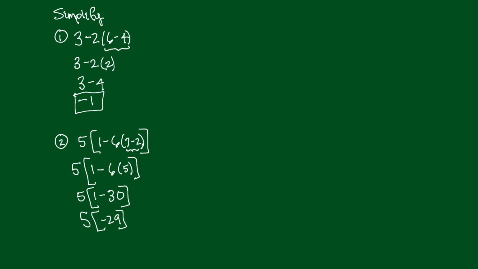And 5 times, positive 5 times negative 29. Positive times negative is negative. That is negative 145. If you're not sure, use your calculator.